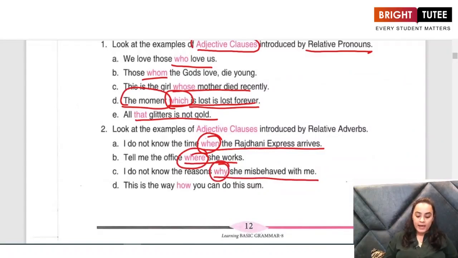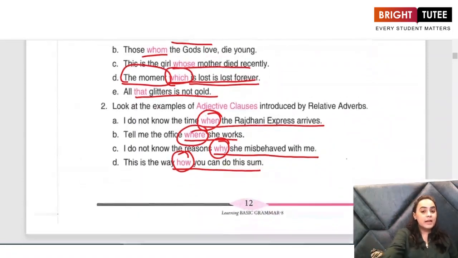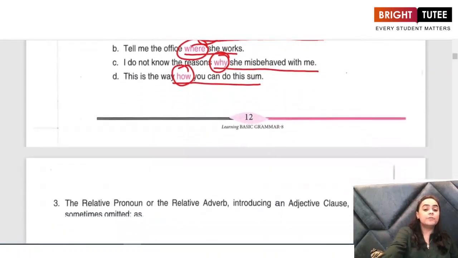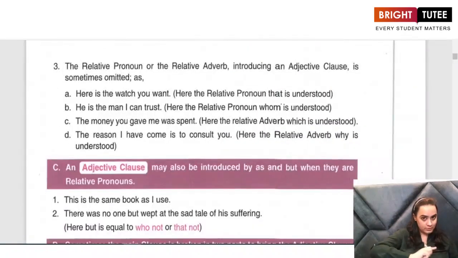This is the way you can do this sum. So, relative adverbs like when, where, how, and why. If my adjective clause is beginning with that, that is also acceptable. That is one way. And the other way of qualifying a noun or a pronoun is when my adjective clause is beginning with a relative pronoun. Okay. So these were the two different types of sentences that you can frame using an adjective clause.